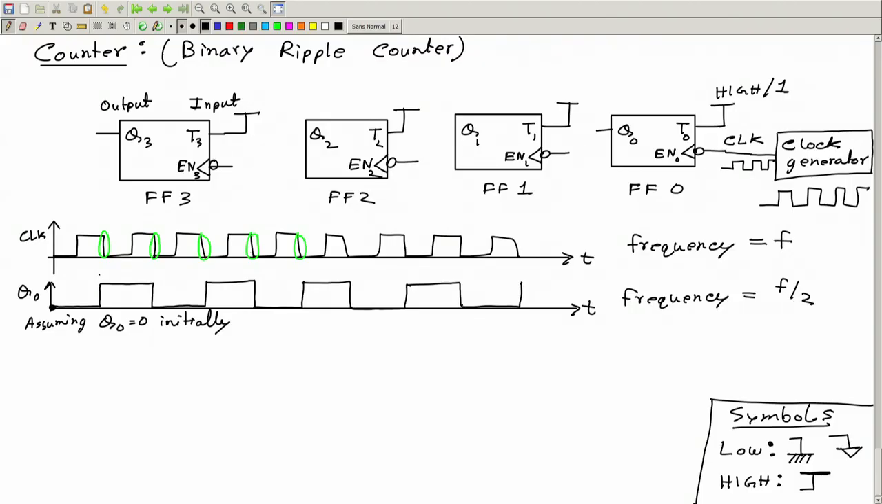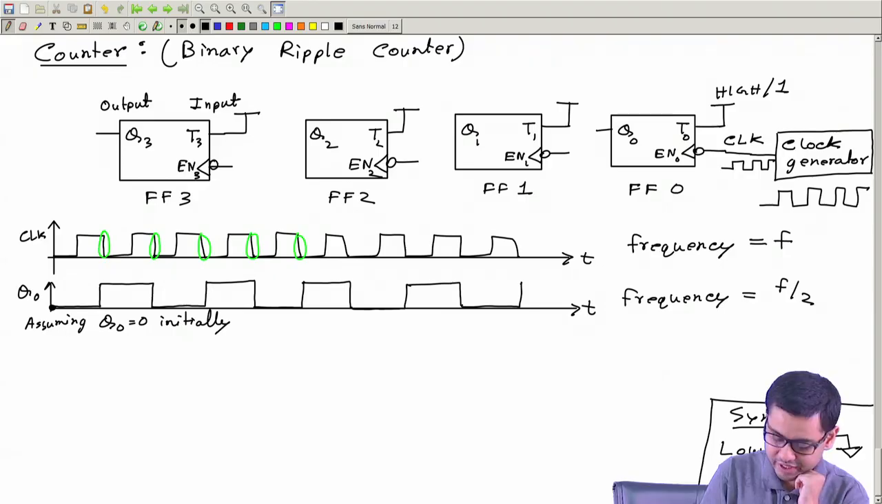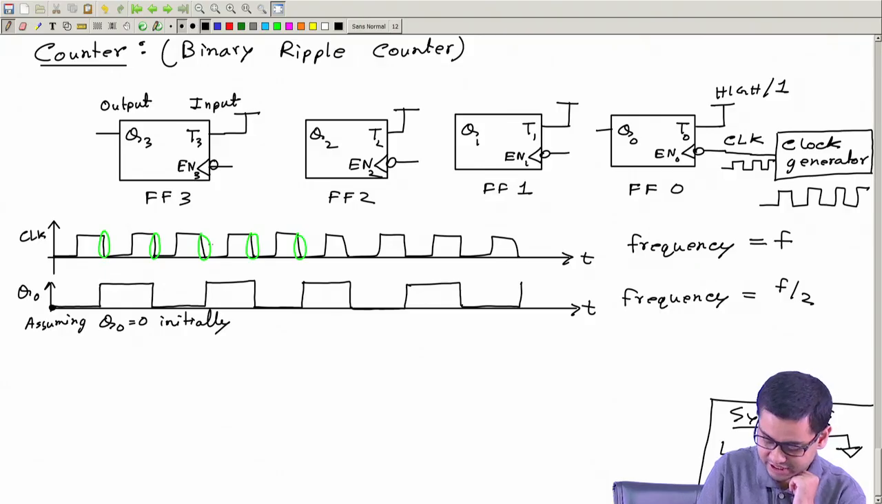Because every alternative pulse, all these negative pulses, change Q0. The positive pulses do not work. So every alternative pulse, these negative pulses, change Q0. So if this is changing with a frequency f, then this is changing with a frequency f by 2.